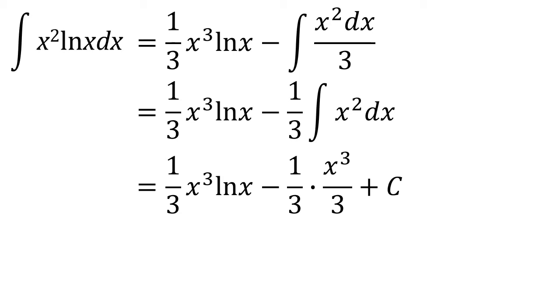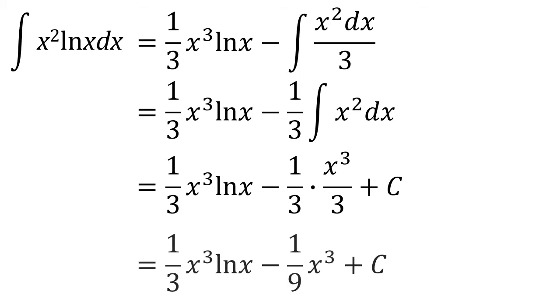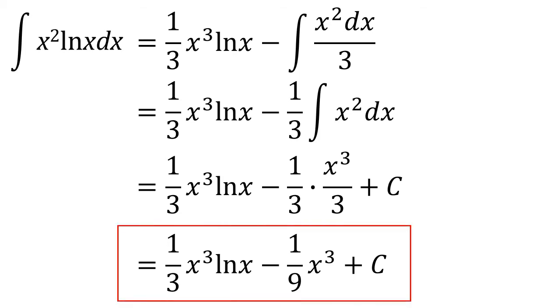As you can see, x squared dx was integrated. It became x cubed over 3 plus c. Do not forget the constant of integration. Let's just simplify it. It will become 1/3 x cubed ln x minus 1 over 9 x cubed plus c. So this is our answer.